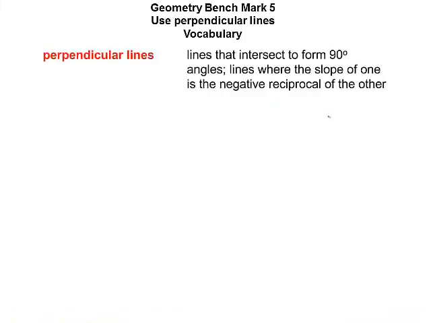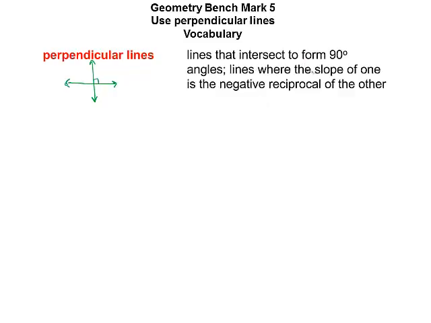Okay, so we're going to start with vocabulary because I know that's your favorite. Perpendicular lines are lines that intersect and form 90-degree angles. So you have two lines intersecting, right angle. The slope of one is the negative reciprocal of the other.